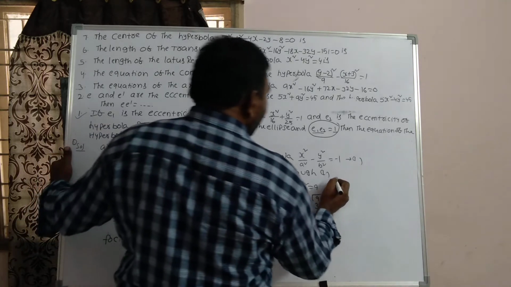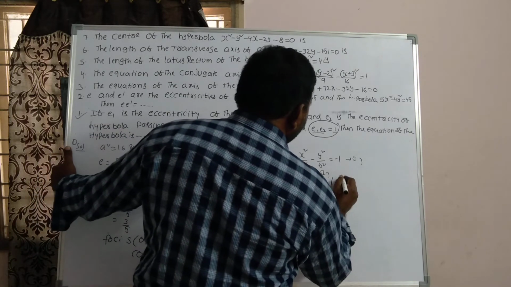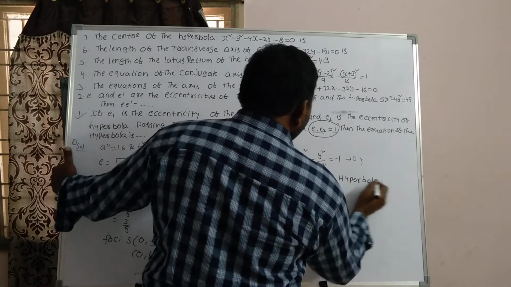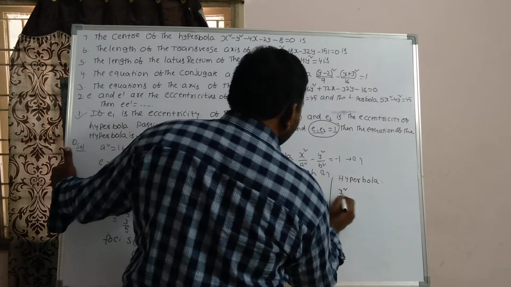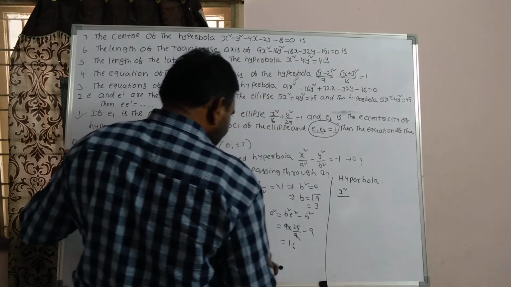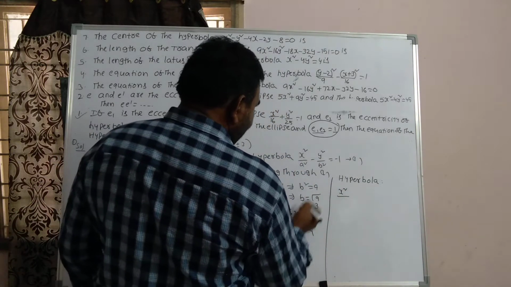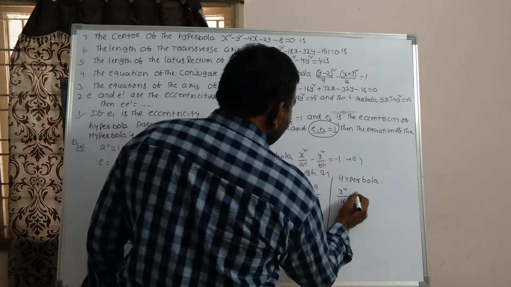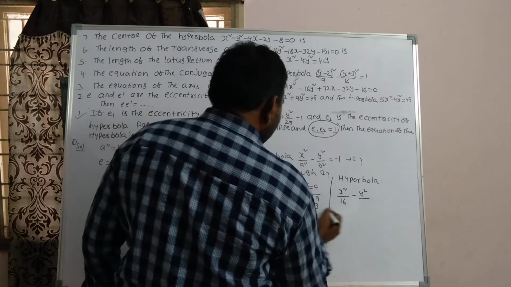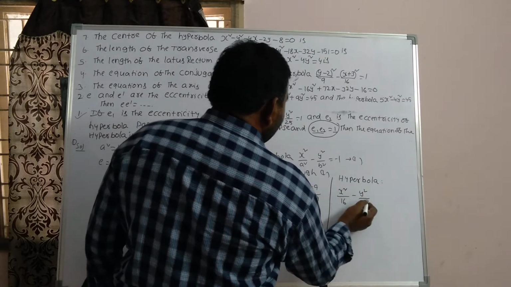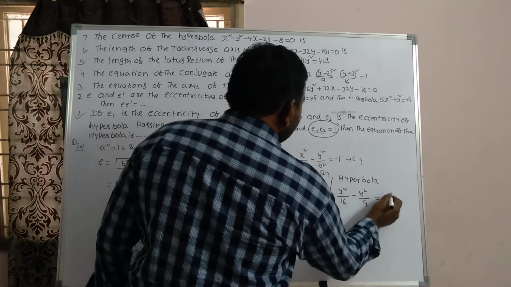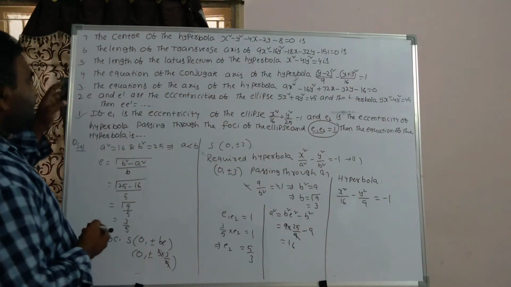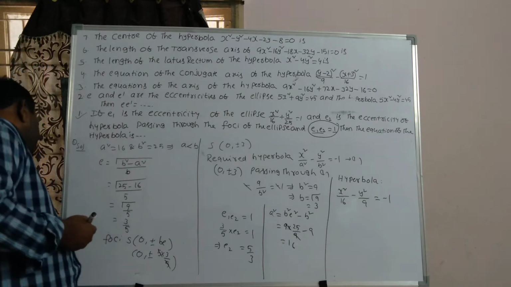So we write the required hyperbola. That means x square by a square, a square value we get 16. So x square by 16 minus y square by b square value 9 is equal to minus 1. Now this is the solution for the first problem. Now I explain the solution for the second one.